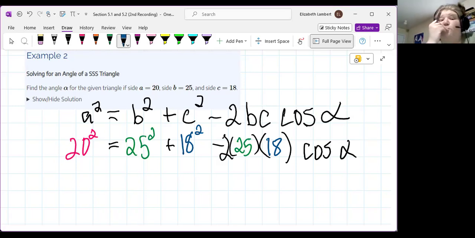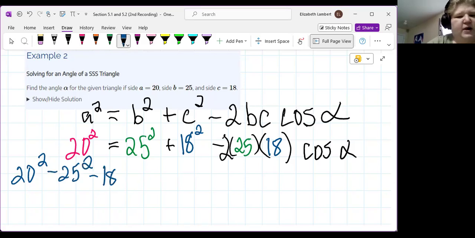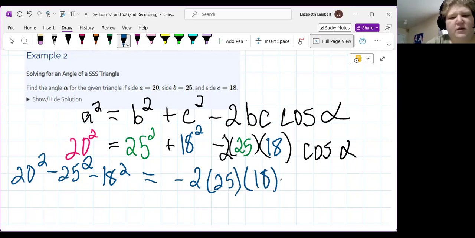Now, we're going to see here when I subtract 25 squared from 20 squared, we're going to end up with something negative. That's okay, because attached to the cosine here, the negative 2 times 25 times 18 will be a negative number. Normally, I wouldn't do this, but these are all going to be integers, so I'm actually going to do some of the number crunching. So over here, I will have 20 squared minus 25 squared minus 18 squared equals negative 2 times 25 times 18 times the cosine of alpha.